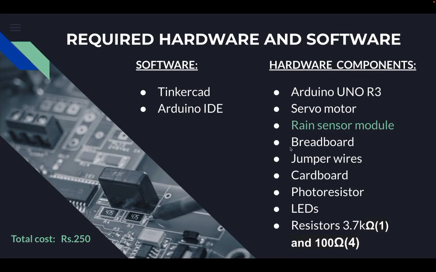Required hardware and software. Software required were Tinkercad and Arduino IDE. Hardware components required were Arduino Uno R3, servo motor, rain sensor module, breadboard, jumper wires, cardboard, photoresistors, LEDs, one resistor of 3.7 kilo ohm and four resistors of 100 ohm. Since we assembled our project in the DIY lab, it cost us only 250 rupees.